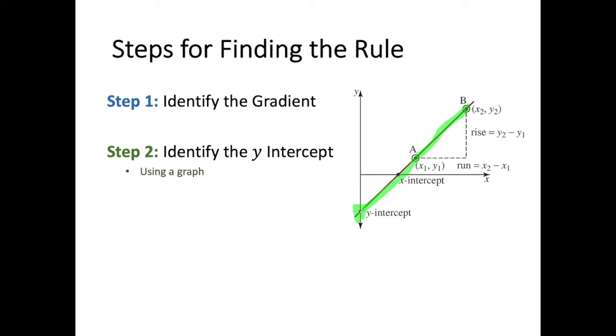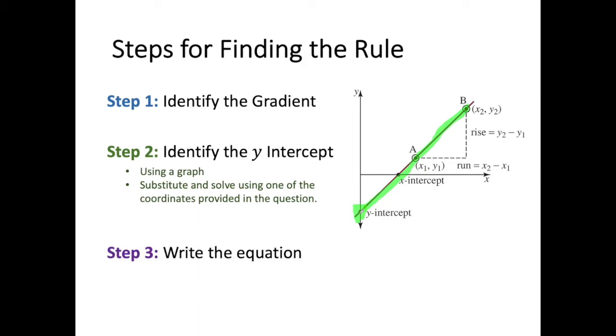You can do that by either using a graph, or you can substitute and solve using one of the coordinates that you know that fall along the linear line. Once you have got the gradient and the y-intercept, step 3 will be to write the equation.